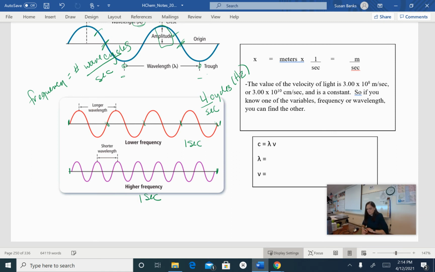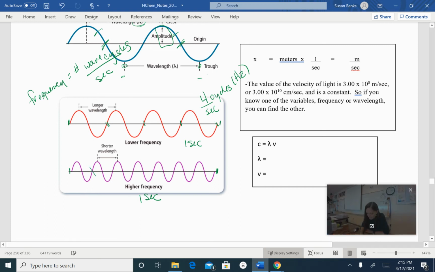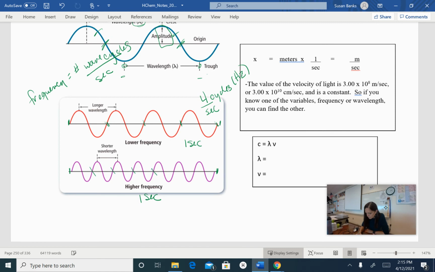Okay, did you figure out we have 1, 2, 3, 4, 5, 6, and 7? We have 7 cycles per second on this one, or this would be 7 hertz. We could also say it like that.